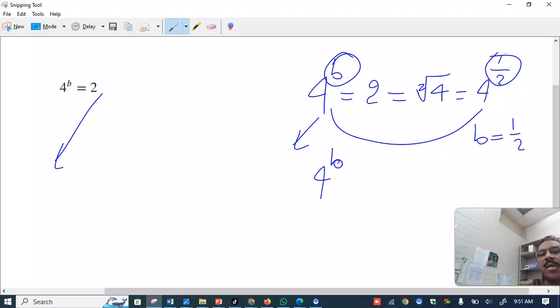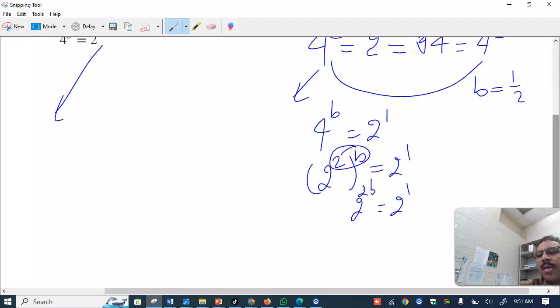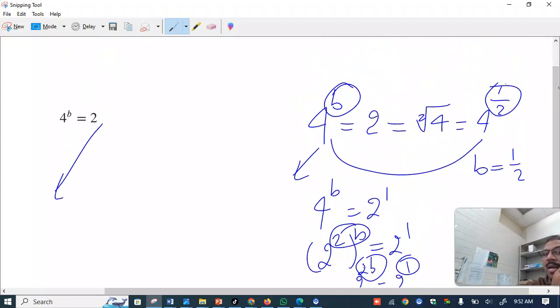Or you could also use the same strategy as the one I did before. 4 is 2 squared, and this is 2 raised to 1. Multiplying the exponents, you get this. So you end up getting the base is the same. This is 2, so the exponents have to be equal. So 2b is equal to 1, and dividing by 2, you get b is half. So that's how you can do the problem. And you can use the same idea in Desmos also and figure it out that way.